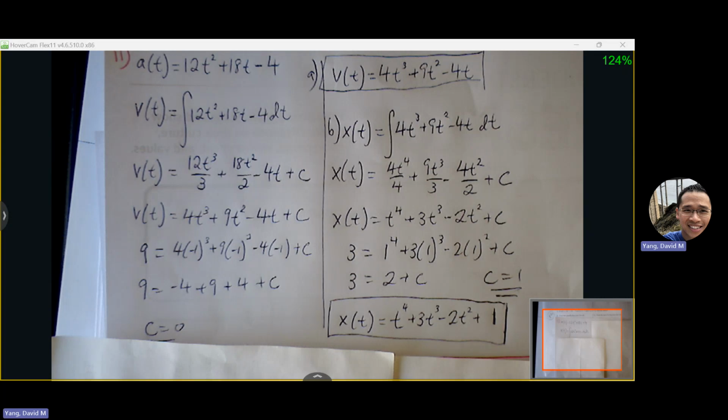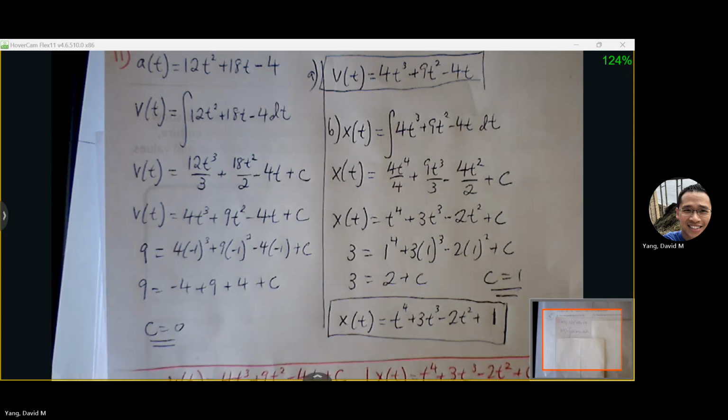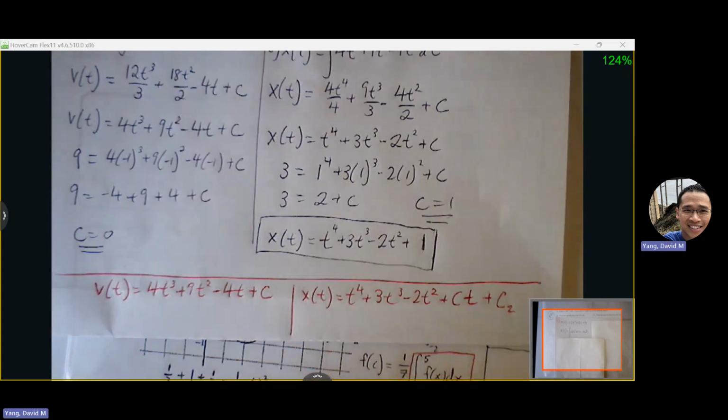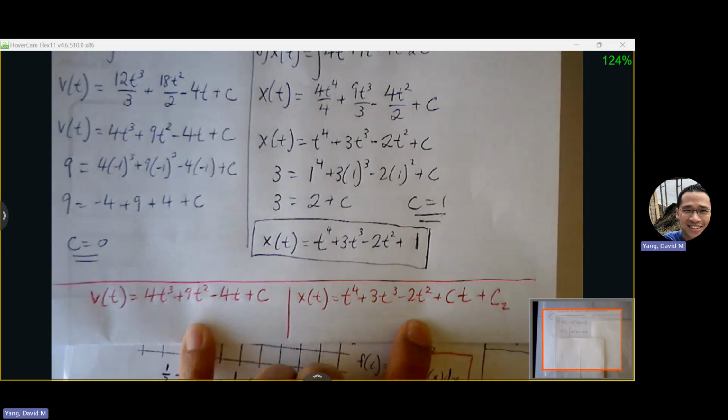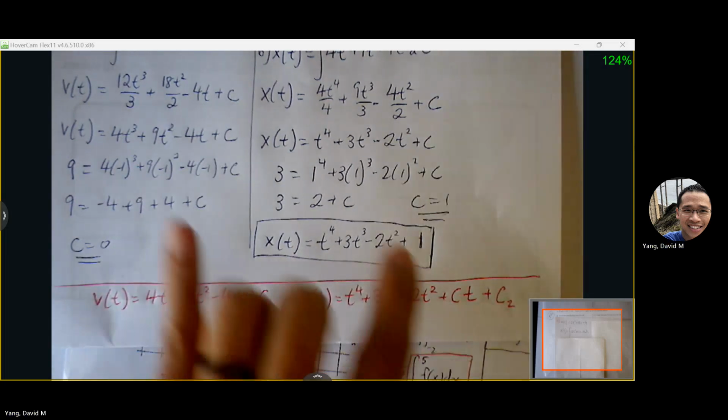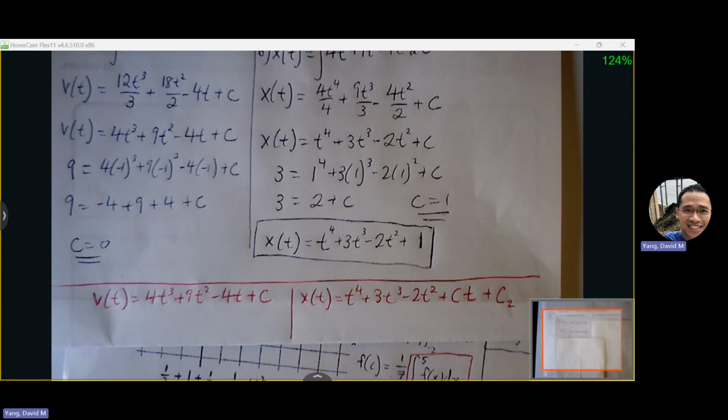So 4t cubed will still become 4t to the fourth over 4, 9t cubed over 3, 4t squared over 2, but then this will turn into what? C t, but then it'll produce its own what? K or C sub 2. Yeah. So these would be the general equations if the ordered pairs weren't provided for you.